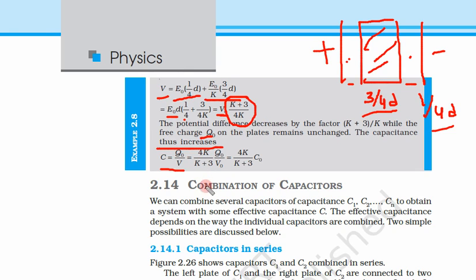So the new V is K plus 3 upon 4K times V naught. This is Q by V naught, which was previously C naught. So the capacitance has increased by 4K upon K plus 3, while voltage has decreased by K plus 3 upon 4K.